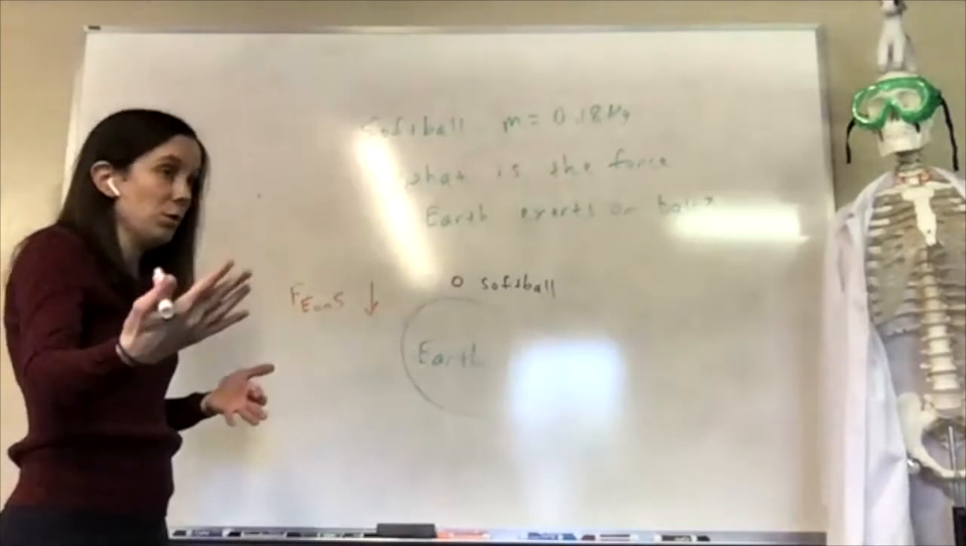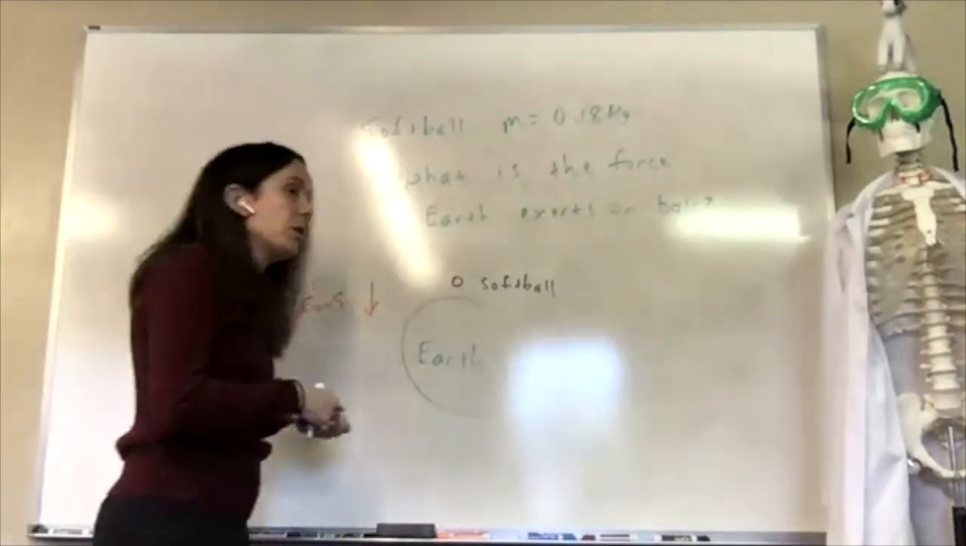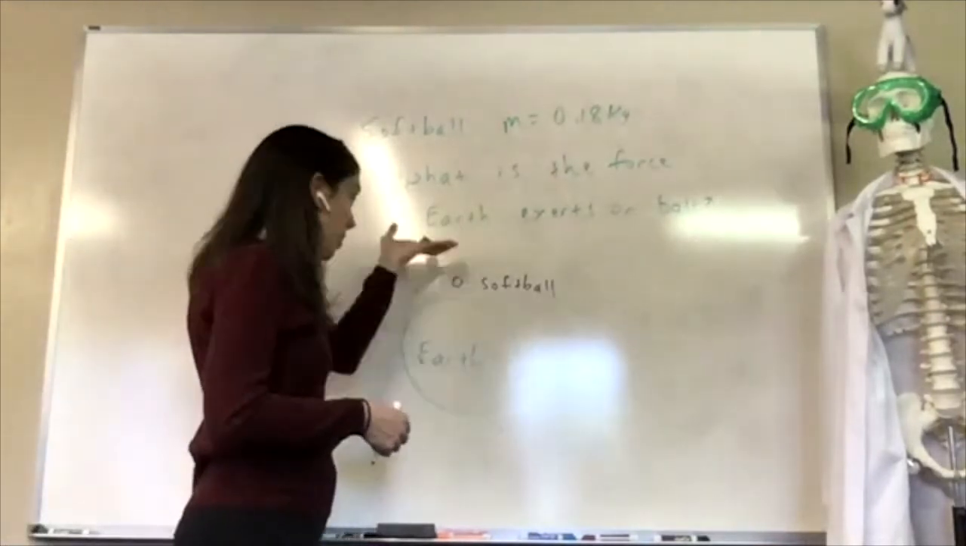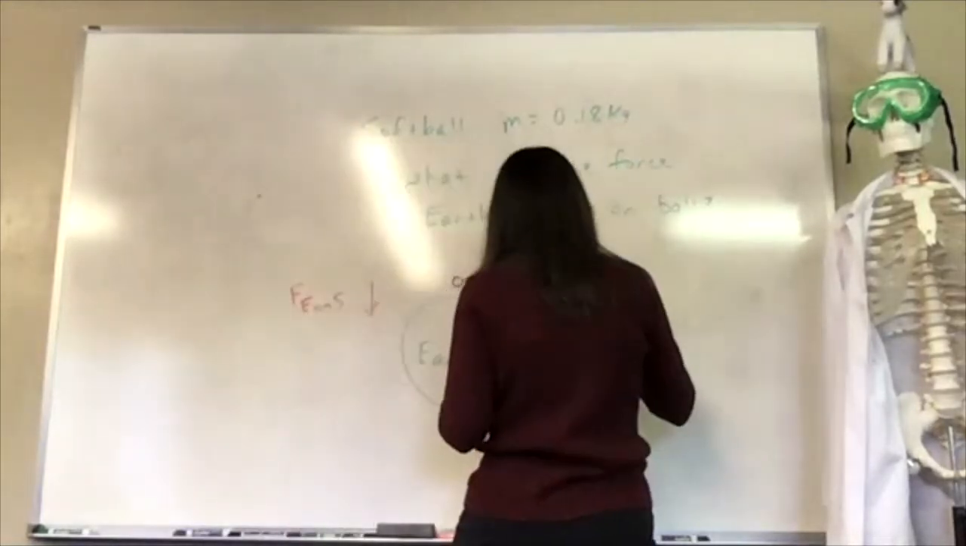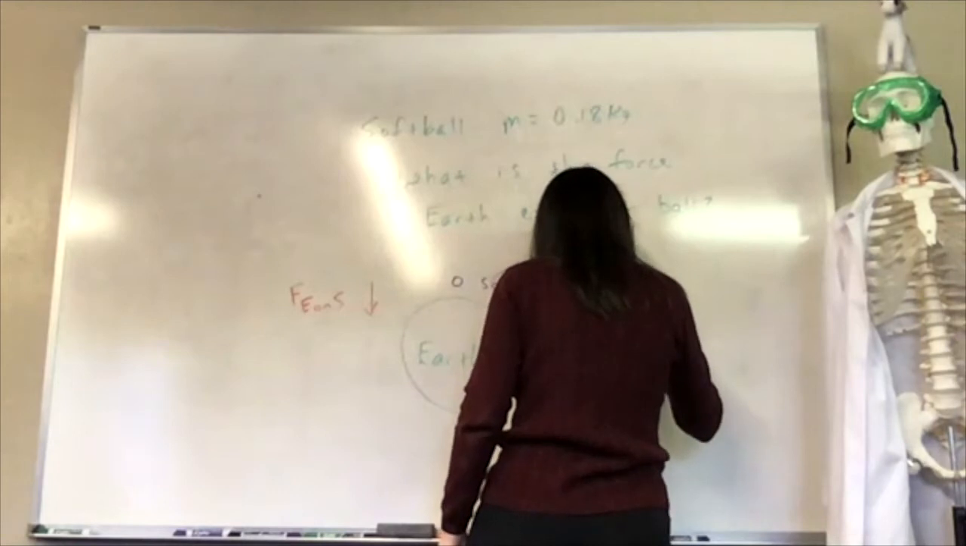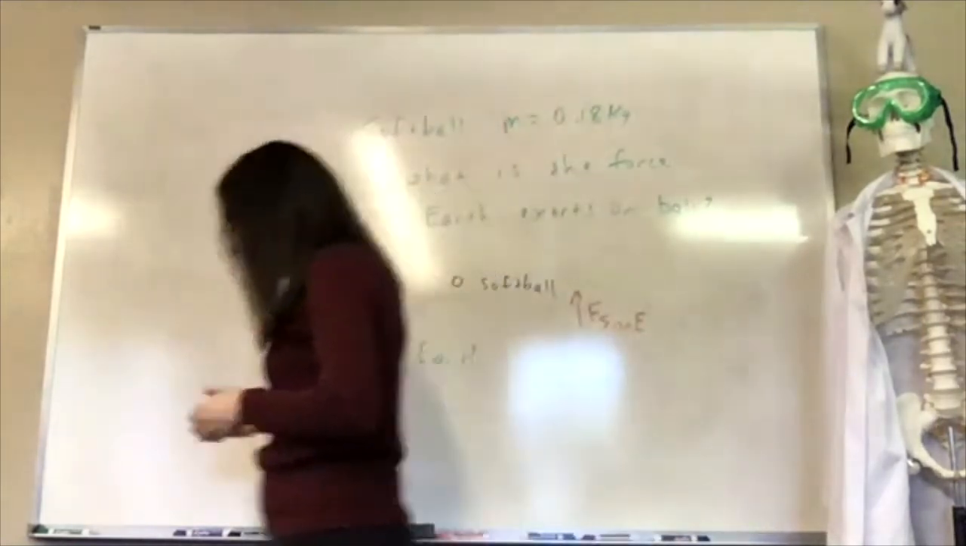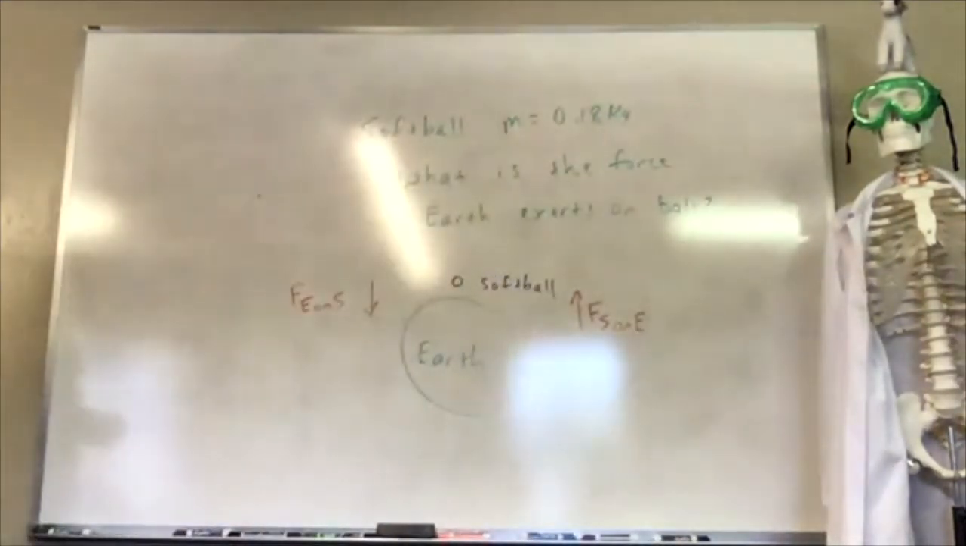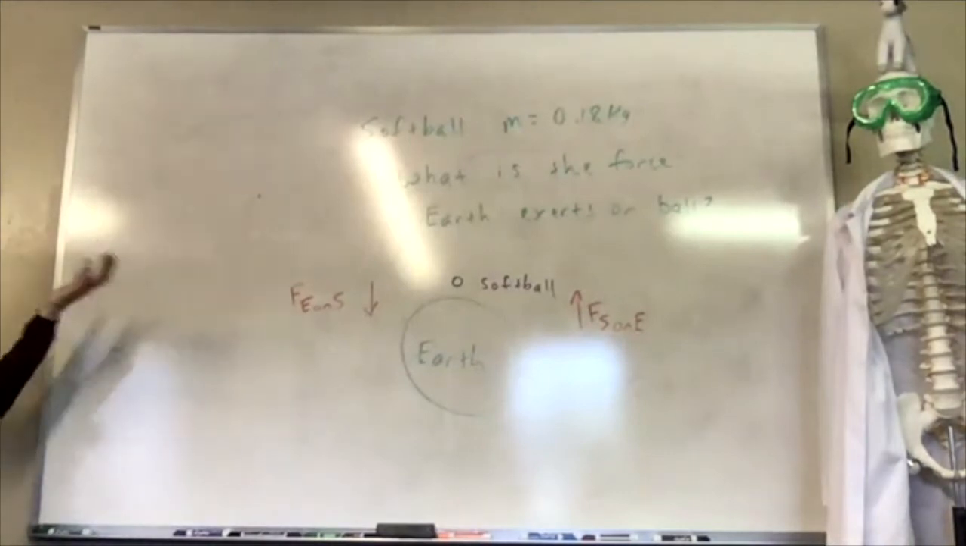We also have an opposite force, right? We have the force of the softball on the Earth pulling it upward. So we would have an opposing force, the force of the softball on Earth pulling the Earth upward. So the question is, what is the force that Earth exerts on the ball?